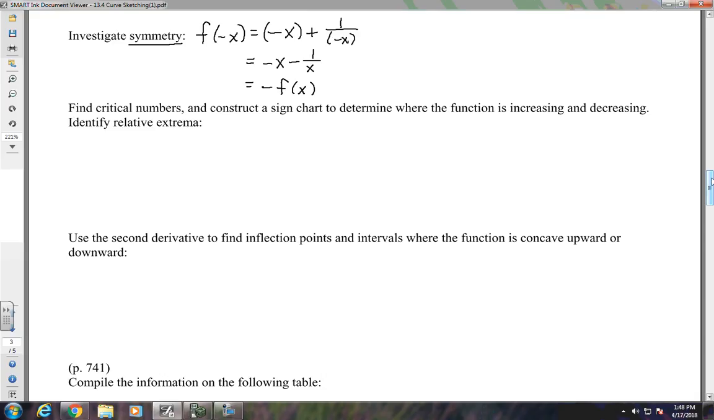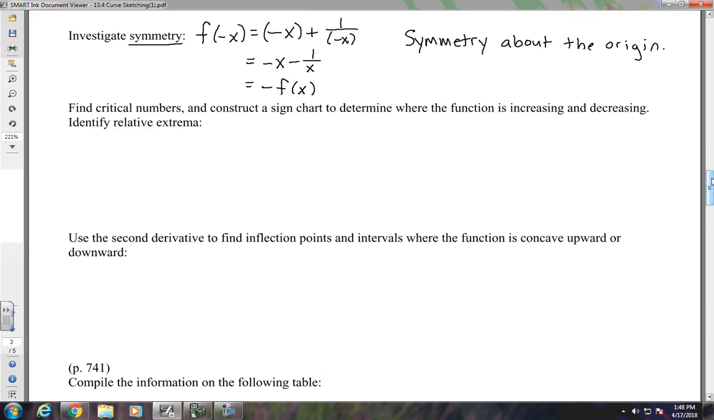The original function had 2 positive terms. f of negative x has 2 negative terms. So every term changed sign. From the description on page 1, you can recognize that this is called an odd function, or it has symmetry about the origin. So this has kind of a radial symmetry, symmetry about the origin. So remember, this graph is going to have 2 branches. We know that because the domain comes in 2 intervals, and we can expect both of those branches to be symmetric or reflections of each other if we rotate them about the origin.